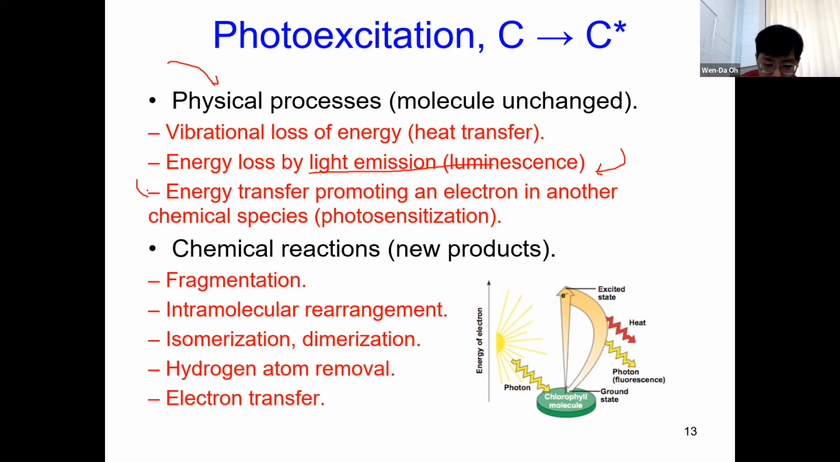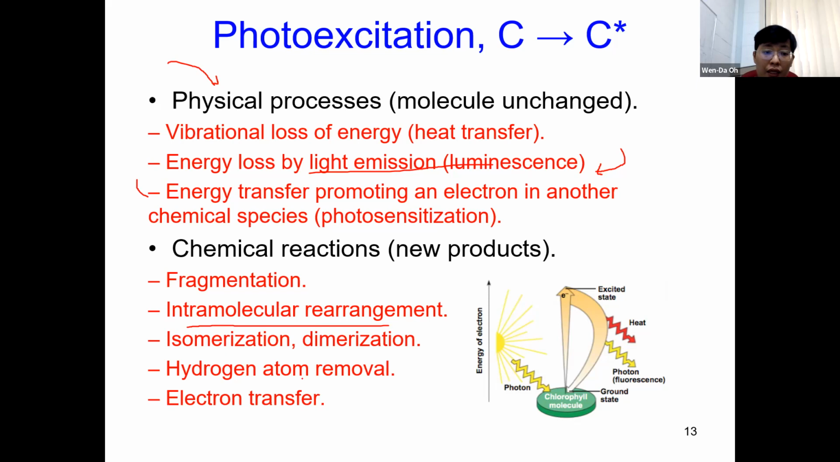So if you have the organic molecule being exposed to high energy, then we have chemical reactions. A chemical reaction can happen in many ways. For example, fragmentation, which means your chemical is cleaved to become two or more chemicals. Then intramolecular rearrangement, which means that your molecule can rearrange itself into a specific configuration under the exposure of light.